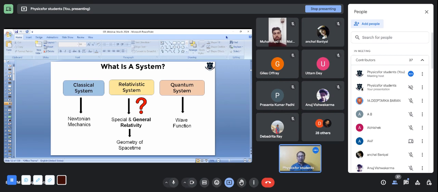Now, the classical system, when we talk about it, we call it Newtonian mechanics. The quantum system is determined by your wave function. Wave function means the particular state of a system is determined by a wave function. But we cannot tell where the electron or the proton or positron will be; there's a probability. The third thing that comes up is that special and general relativity is a relativistic system, but it is more of a geometry of space-time. What do I mean by that? Let me explain now.